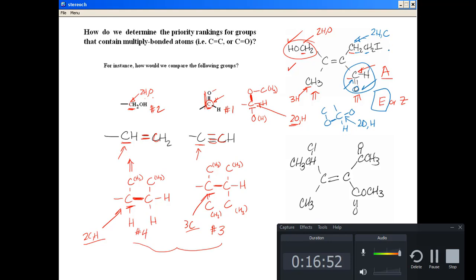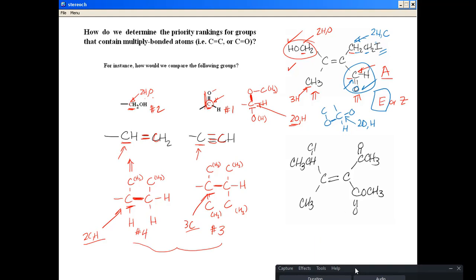Now, if you said it was Z because you got kind of snookered here by this iodine, you've got to take this step by step. Just because you see a big atom that has a high atomic number, you may not make it that far. And in this case, we never made it that far. So you have to go step by step until you get a point of difference. And in this case, this C double bond O group wins.